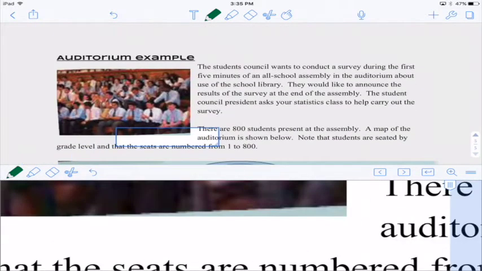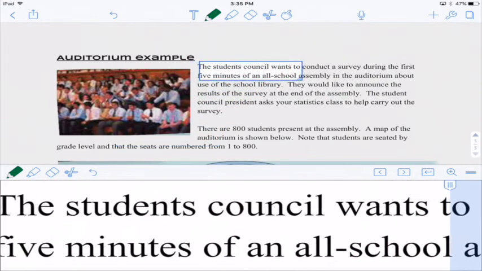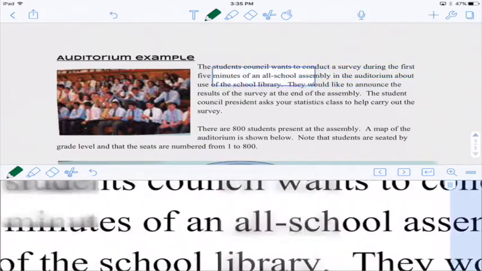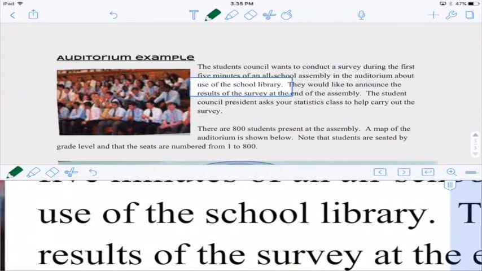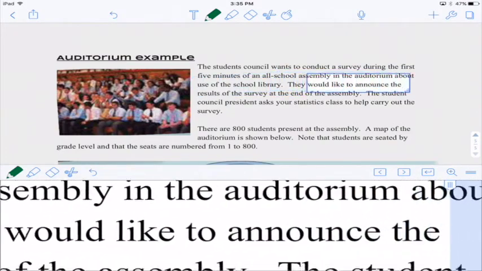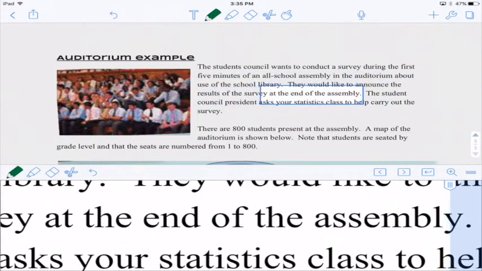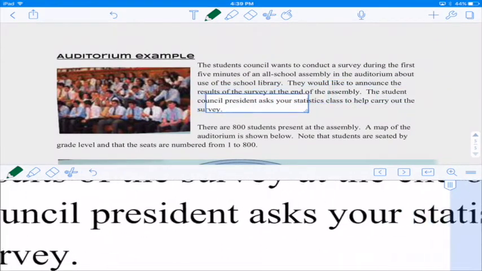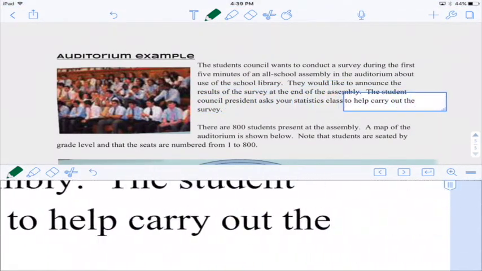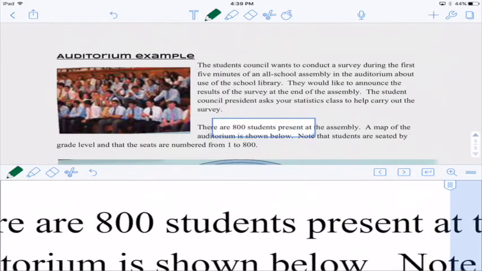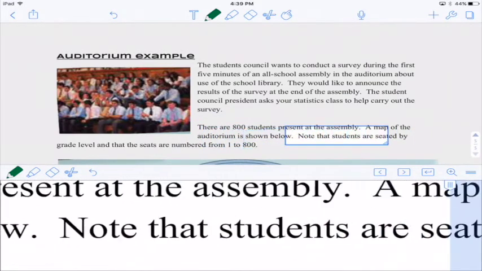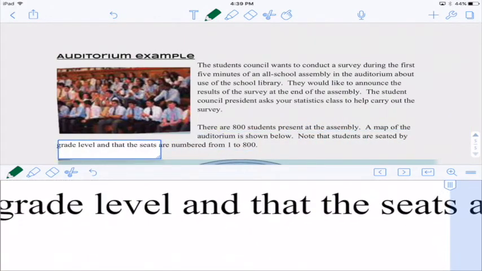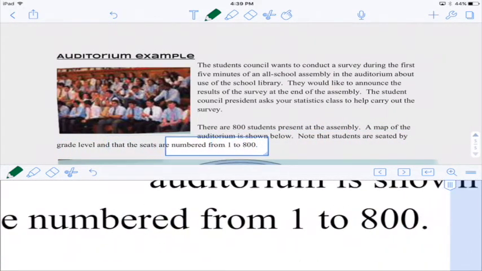I have one good example that kind of does all of this, the auditorium example. The student council wants to conduct a survey during the first 5 minutes of an all-school assembly in the auditorium about the use of the school library. They would like to announce the results of the survey at the end of the assembly. The student council president asks your statistics class to help carry out the survey. There are 800 students present at the assembly. A map of the auditorium is shown below. Note that students are seated by grade level and that the seats are numbered from 1 to 800.